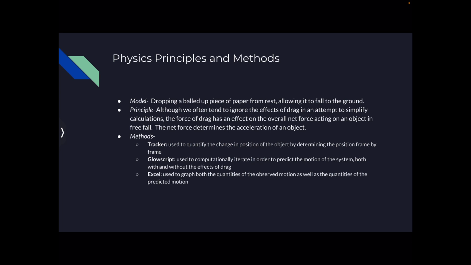The methods used are Tracker, which was used to quantify the change in position of the object by determining the position frame by frame, GlowScript, which was used to computationally iterate in order to predict the motion of the system, both with and without the effects of drag, and Excel, which was used to graph both the quantities of the observed motion as well as the quantities of the predicted motion.